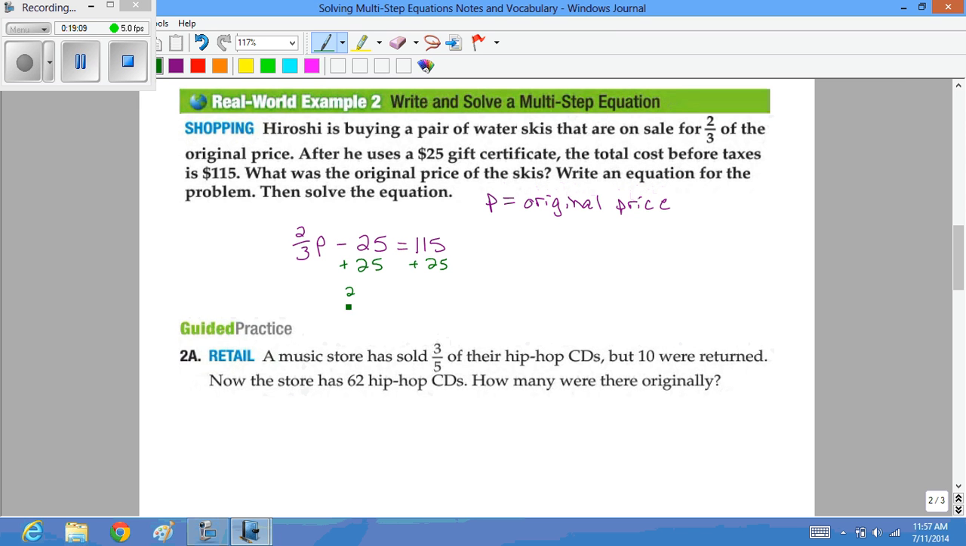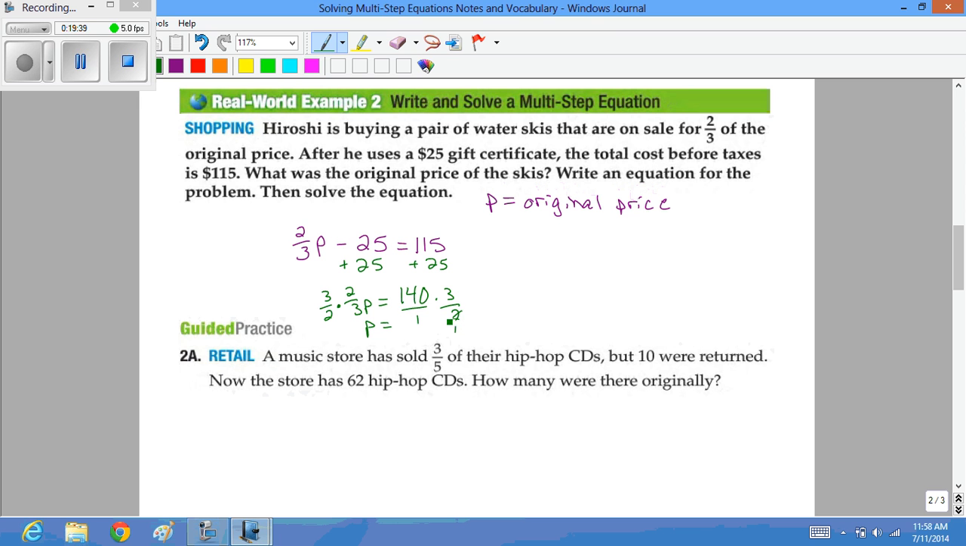I'm left with 2/3 P. I know that that equals $140. Again, getting rid of a 2/3. How do I do that? I multiply by the reciprocal. So I'm going to multiply by 3 over 2 for that to completely cancel. I'm going to multiply by 3 over 2 for this to figure out what the original price is. Again, I'm going to put a 1 over that, and I'm going to do some cross canceling so I don't have to deal with such big numbers.